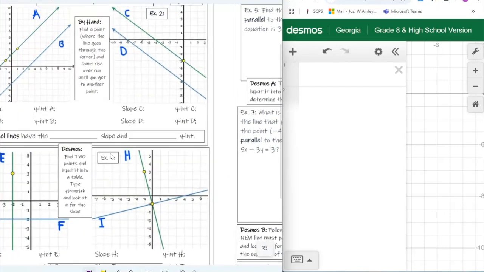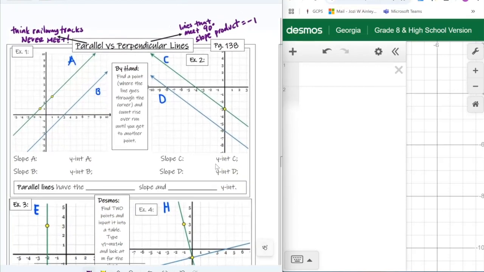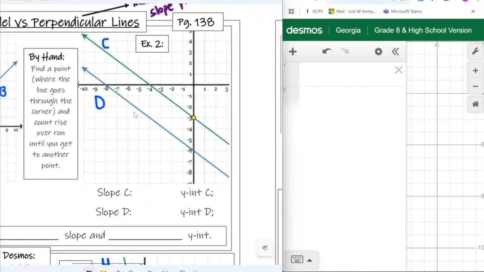All right, so let's go ahead and get started. I'm going to be doing two different things, and you're going to pick the one that you like. We're going to be doing it by hand, and by decimals, by calculator. Honestly, I don't mind whichever one, as long as you can show me what you did. So first one I'll do by hand. By hand, find a point where the line goes through the corner. I'm going to do example 2, and you guys are going to do example 1.